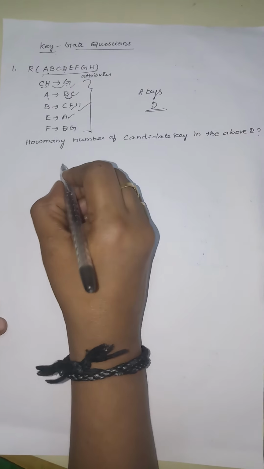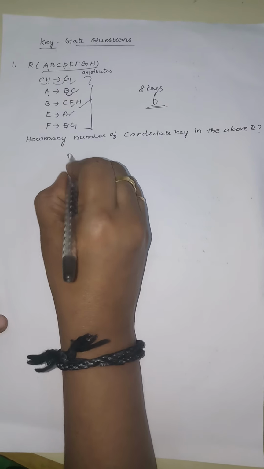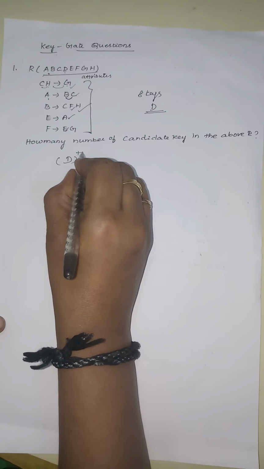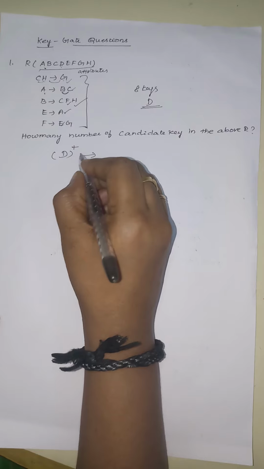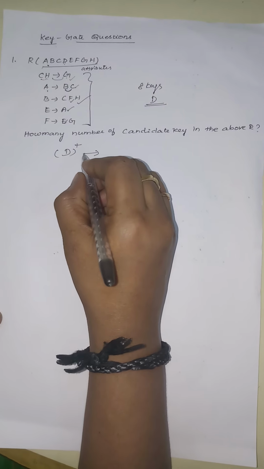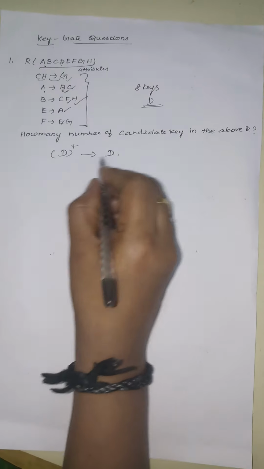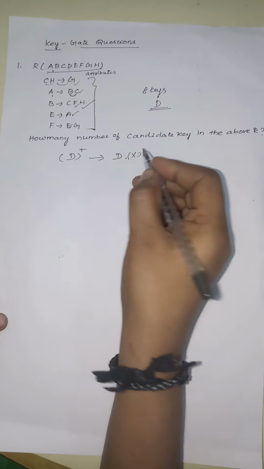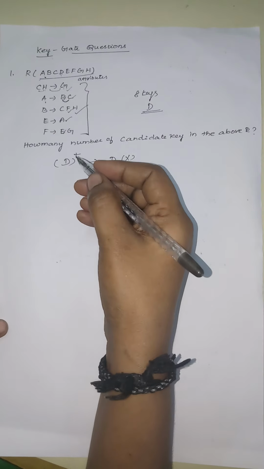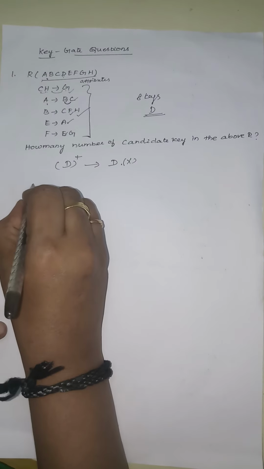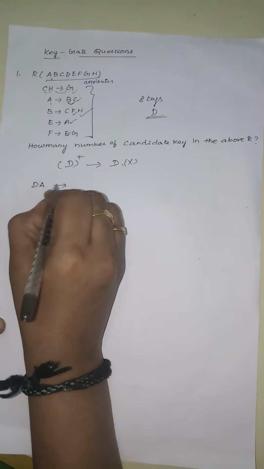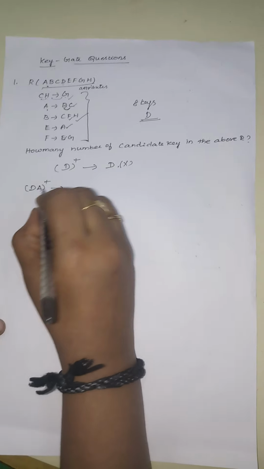First we have to calculate D. We have to apply the closure property on D. So applying the concept of closure property, the closure of D is D. Next we cannot predict the candidate key from this, so we have to merge with another attribute along with the key D. So DA, we are applying the closure property.